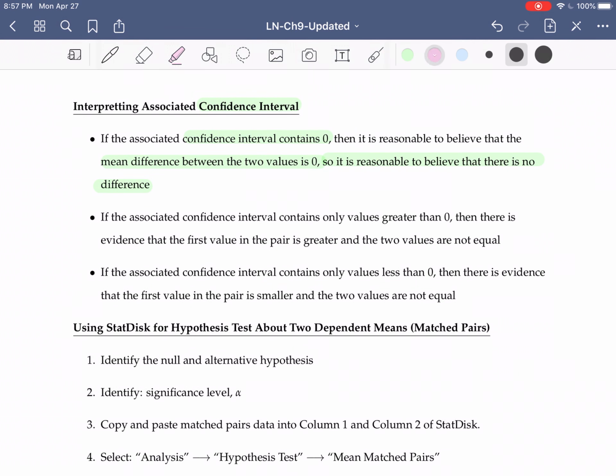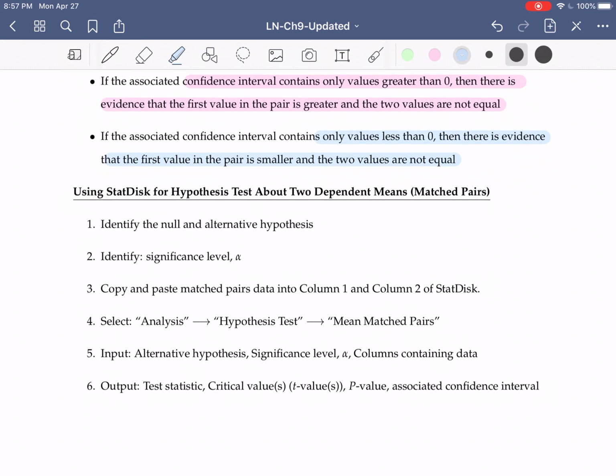If we have values that are only greater than 0, then we have evidence the first value in the pair is greater, or that the two values are not equal. If it's only values less than 0, we have evidence that the first value in the pair is smaller and the two values are not equal.